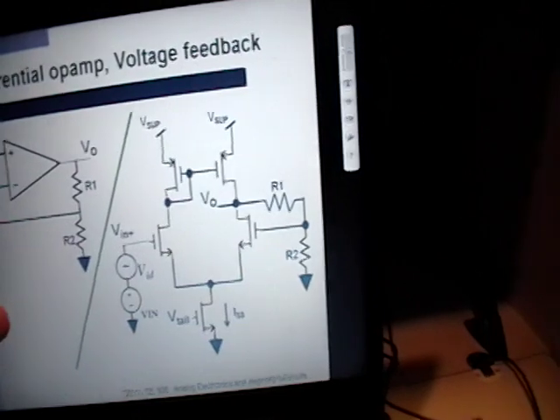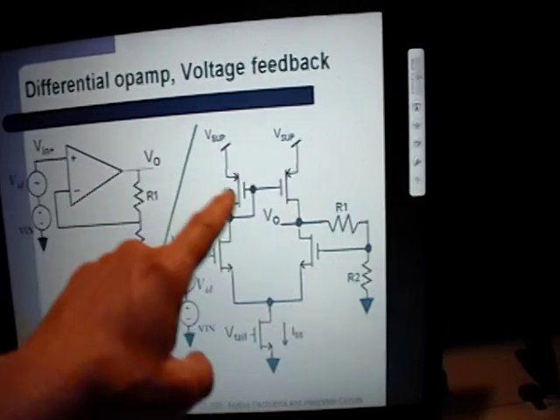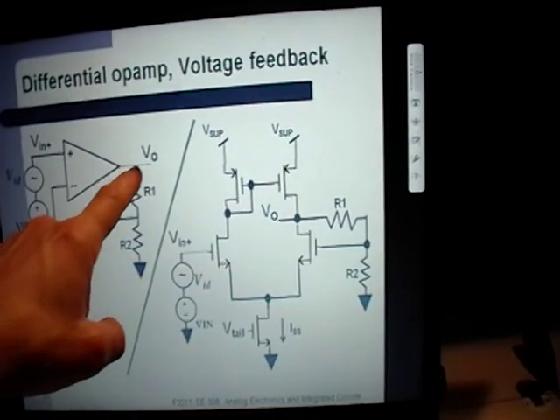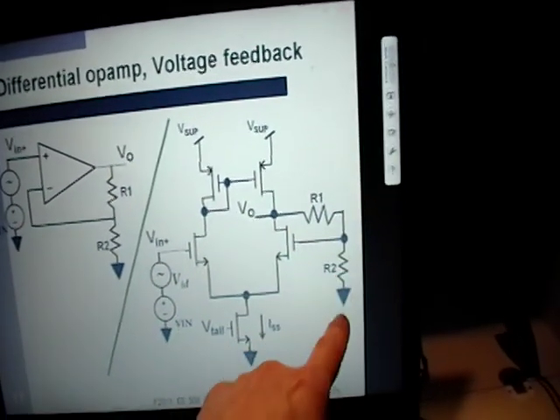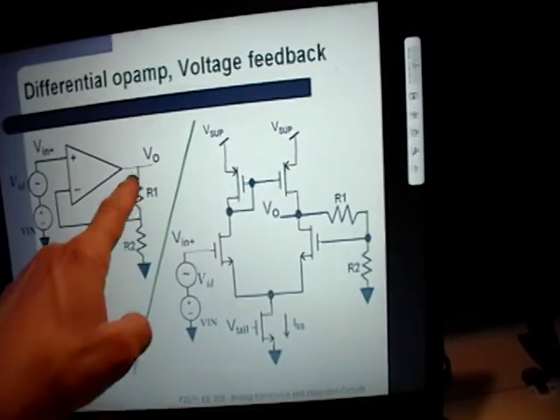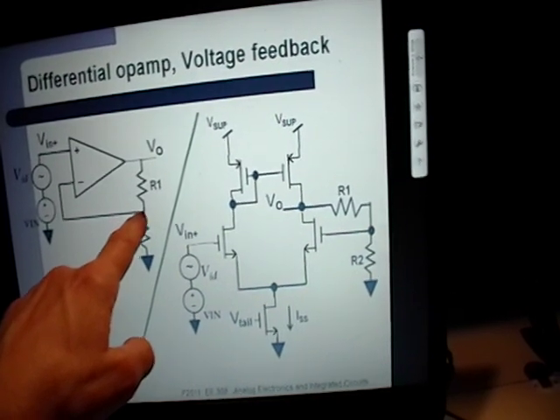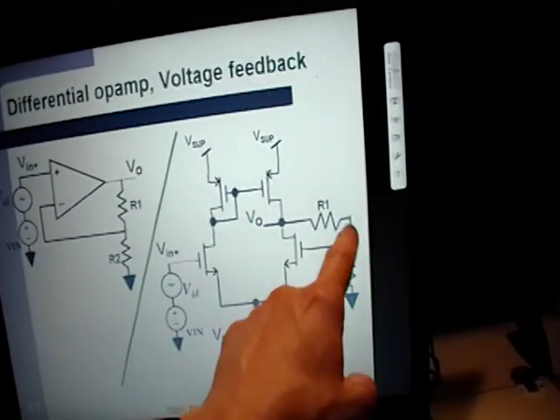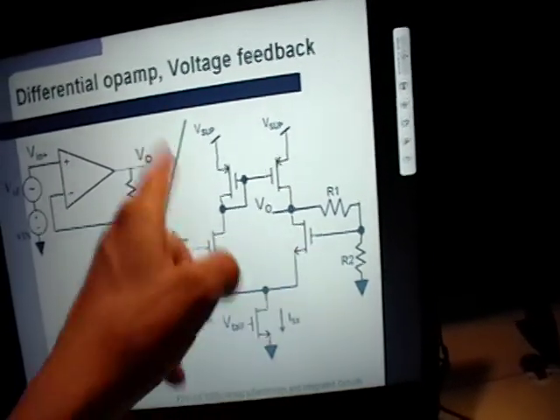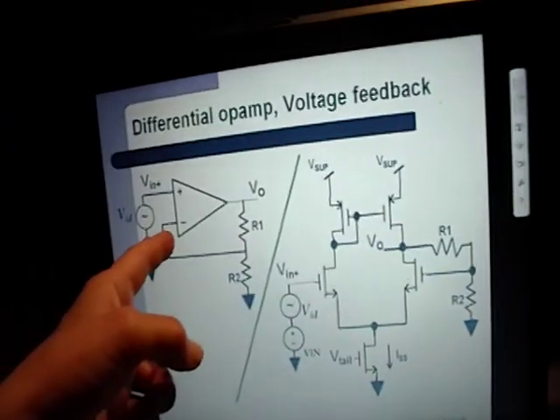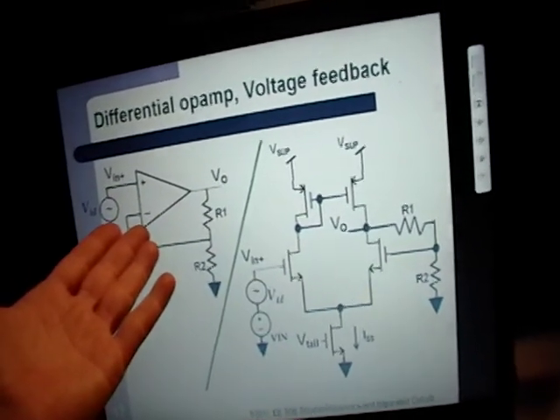Alright, so let's see what we've got here. We've got input going into the plus terminal. Then we have V out. V out goes into a voltage divider. So here's your voltage divider, R1 into R2 down to ground. From the middle between the two resistors, there's a wire that goes back to the negative input. And now you set this up as an op amp, in the same configuration as this op amp over there.